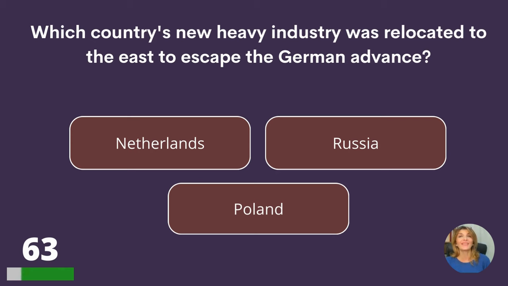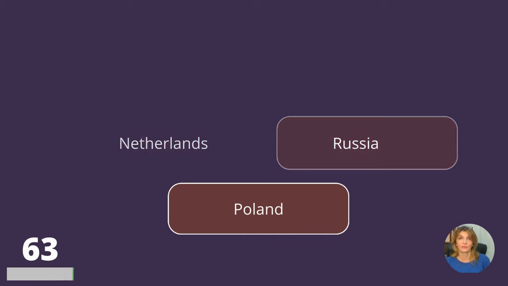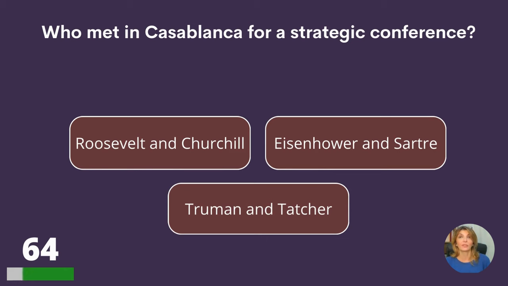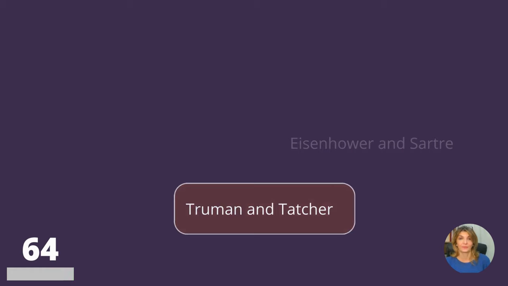Which country's new heavy industry was relocated to the east to escape the German advance? The Netherlands, Russia, or Poland? Russia. Who met in Casablanca for a strategic conference? Roosevelt and Churchill, Eisenhower and Sartre, or Truman and Thatcher? Roosevelt and Churchill.